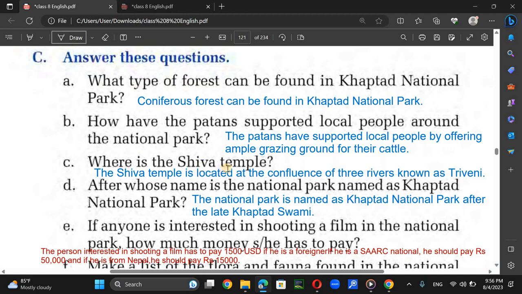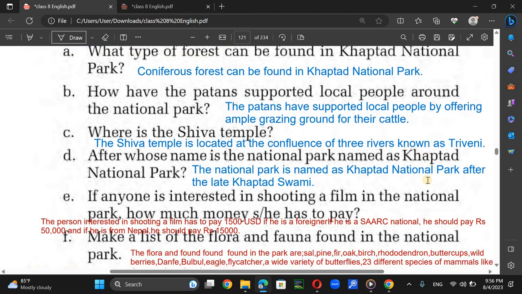Now see, where is the Shiva temple? The Shiva temple is located at the confluence of three rivers known as Triveni. Now D, after whose name is the national park named as Khaftar National Park? The national park is named after the late Khaftar Swami Baba.